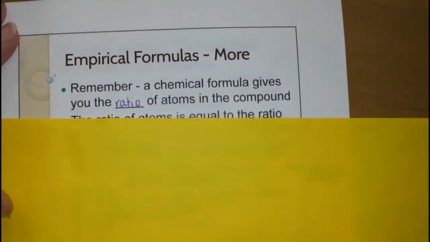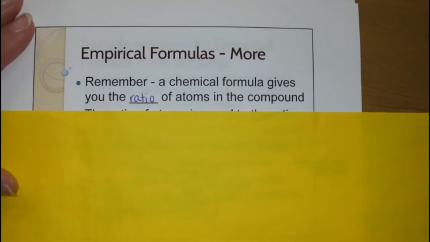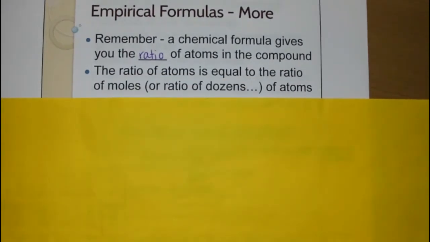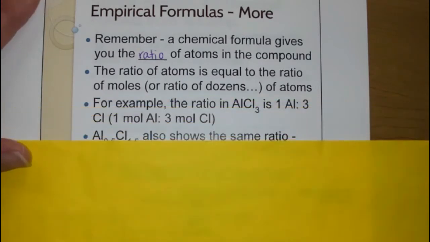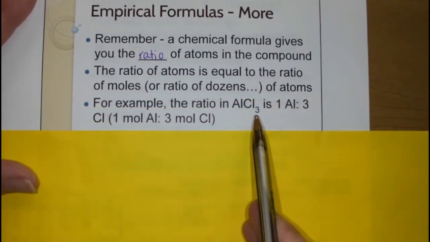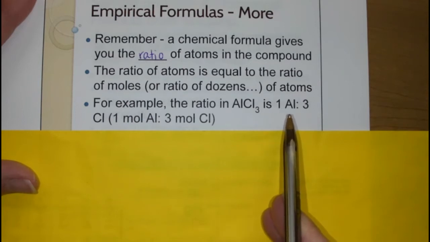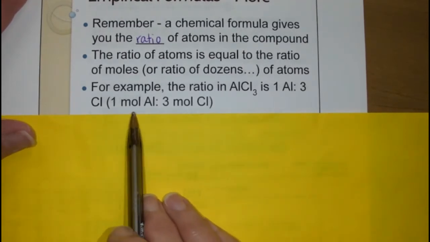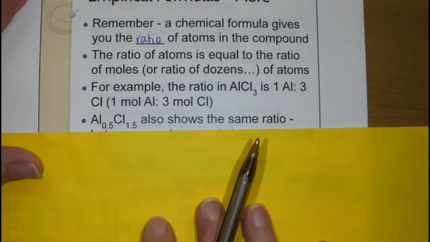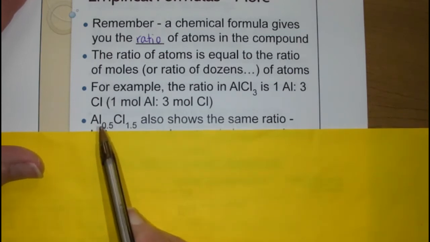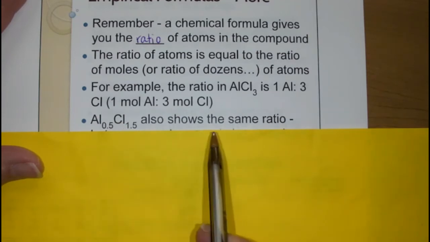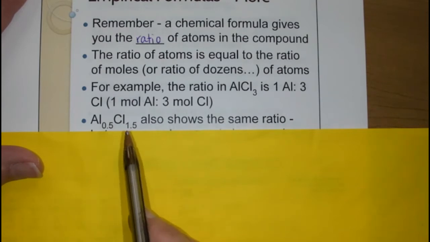So a couple more things about empirical formulas. Remember, any chemical formula gives you the ratio of atoms in the compound. And the ratio of atoms is equal to the ratio of moles of atoms or dozens of atoms. So for example, the ratio in aluminum chloride, you've got 1 aluminum, 3 chlorines. So you have a ratio 1 to 3 there. Also in moles, so you could say it's 1 mole to 3 moles. Well, you could, in theory, have this aluminum, and then you have a 0.5 down here, and chlorine 1.5. Notice this also shows the same ratio. It shows a ratio of 1 to 3.